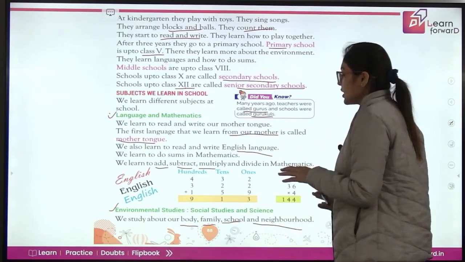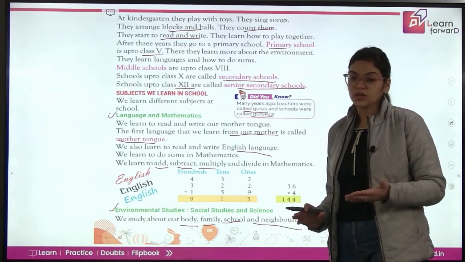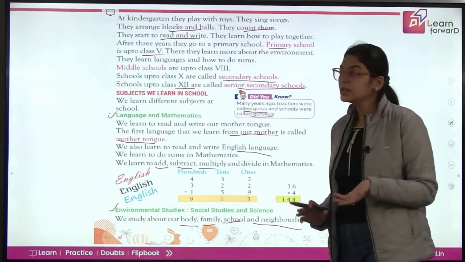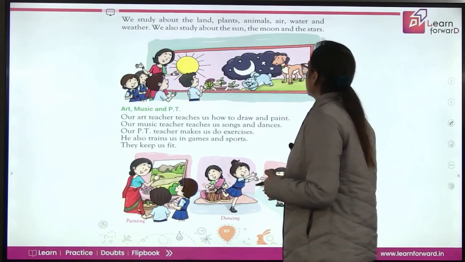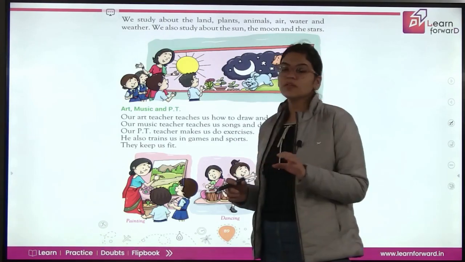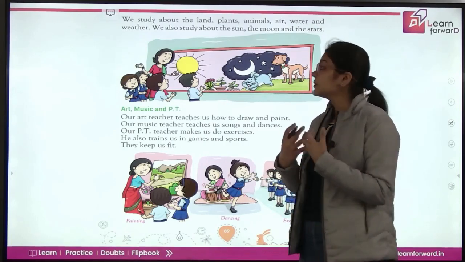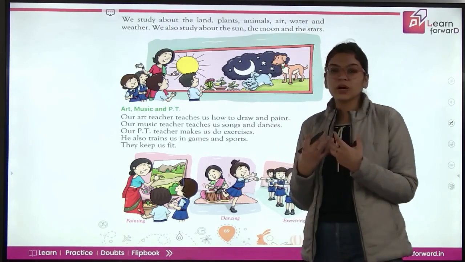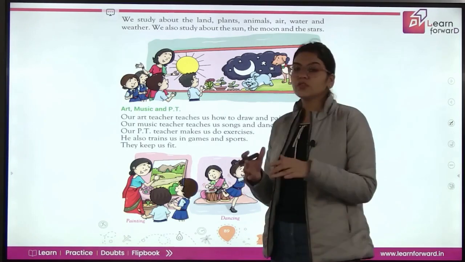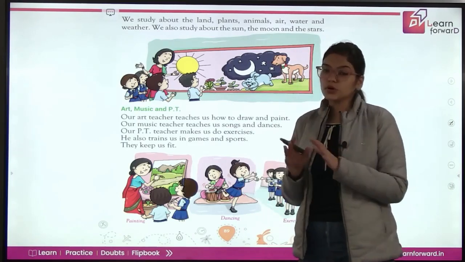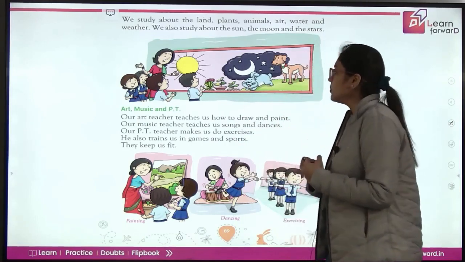So हमें हर एक स्टेज के बाद एक पर्टिकुलर नया सब्जेक्ट पढ़ना होता है, जिससे हमें नई नई चीजें पता लगती हैं. We study about the land, plants, animals, air, water and weather. So EVS के अंदर हम plants के बारे में, land के बारे में, animals के बारे में या फिर weather के बारे में, ये सब चीजों के बारे में भी पढ़ते हैं. We also study about the sun, moon and the stars. और फिर उसके साथ साथ हम sun, moon और stars, the things which are present in nature basically, उन सब के बारे में हम पढ़ते हैं.